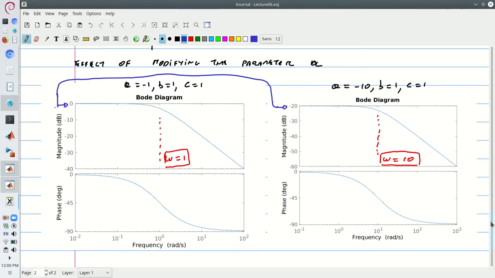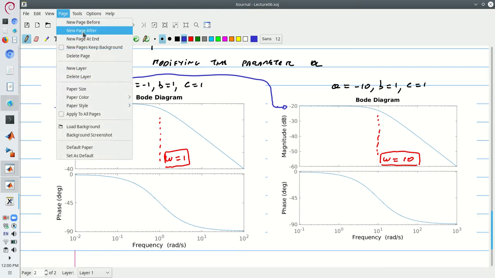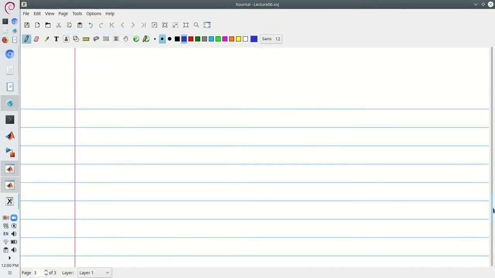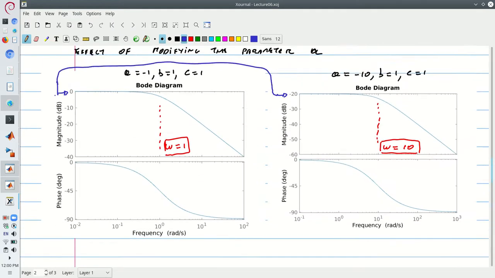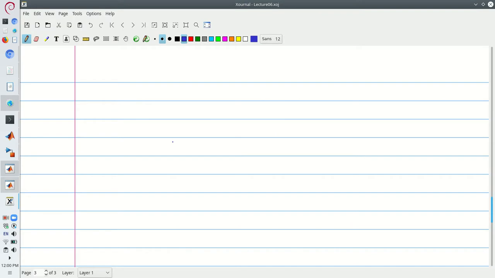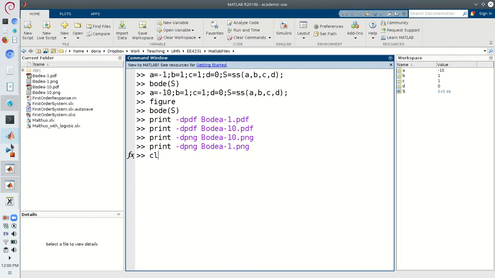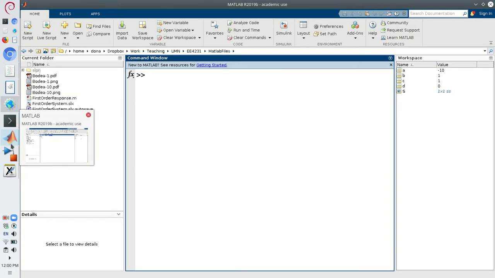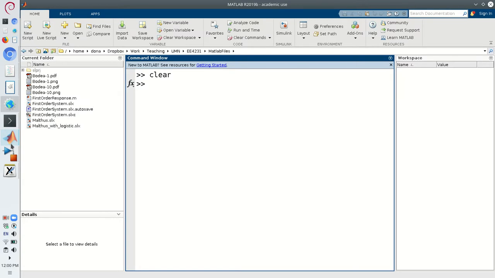Let's see what happens if we modify the parameter b. So we are going to do the same analysis, just keeping a constant. So we are going back to our MATLAB session, and we are going to close all the figures. I'm going to remove all the variables, and I'm going to reinitialize things. And this time I take the standard case, that is a equal to minus 1, b equal to 1, c equal to 1, and d equal to 0.